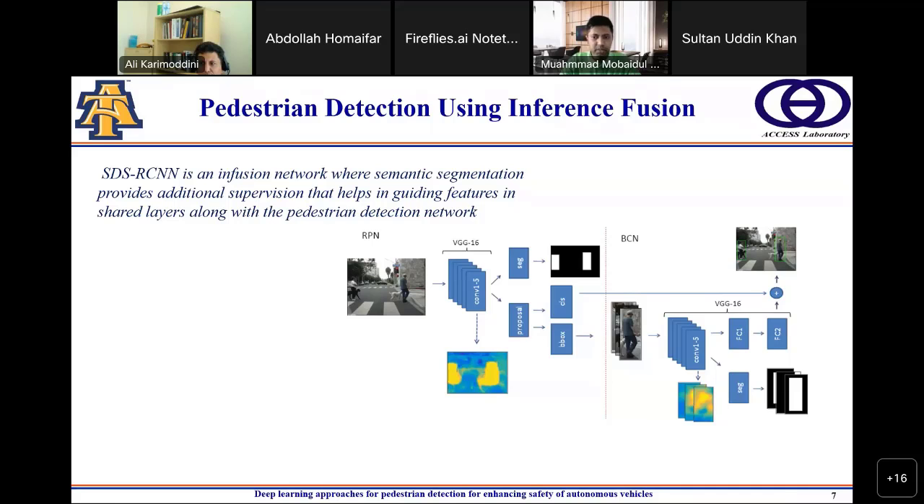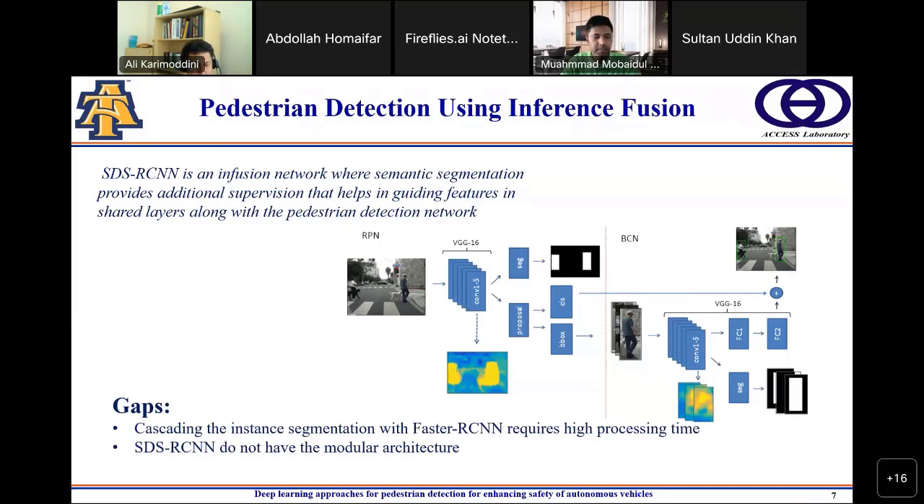In both stages of this SDS RCNN network, the authors propose a semantic segmentation infusion layer with the objective of making downstream classification a substantially easier task. The segmentation layer infuses semantic features into the shared convolutional layers of each stage. The infusion layer aims to encode the semantic mask into shared feature maps, which naturally serve as strong cues for pedestrian classification. So this is primarily the overall architecture of the SDS RCNN network.